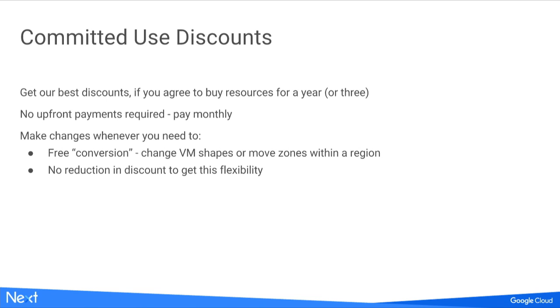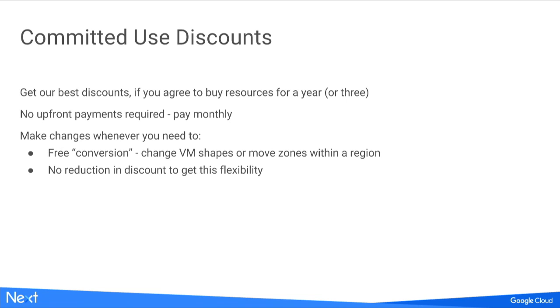Basically, we give you the best discounts we possibly can if you agree to buy resources for 1 year or for 3. But don't worry, we don't require any large upfront payments. You can pay us monthly, that's cool. We've got $30 billion we're spending on infrastructure. We don't need to charge you all up front. Your promise is good enough for us.